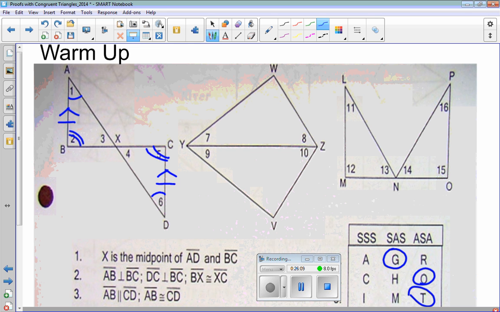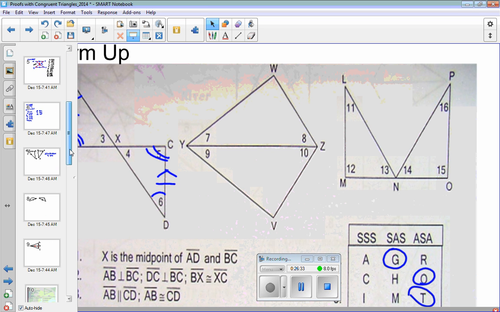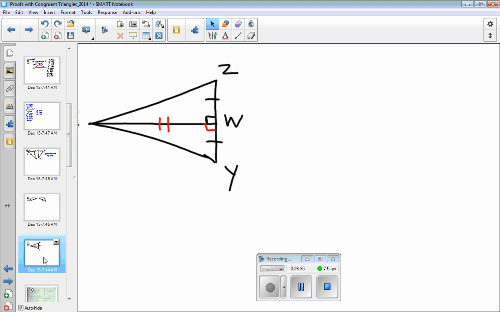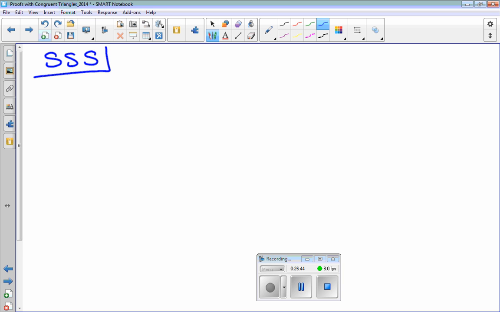Excellent. Go ahead and take out your foldable that we started. I think last time we added a picture on the bottom part, and I said that we would save the top part for proof. Is that correct? So let's go ahead and start some proofs here. We're going to start basic, with our side, side, side proof. This is the one that goes on the top of your side, side, side. In each of these proofs, you're going to be given something, and you're going to be asked to prove something.